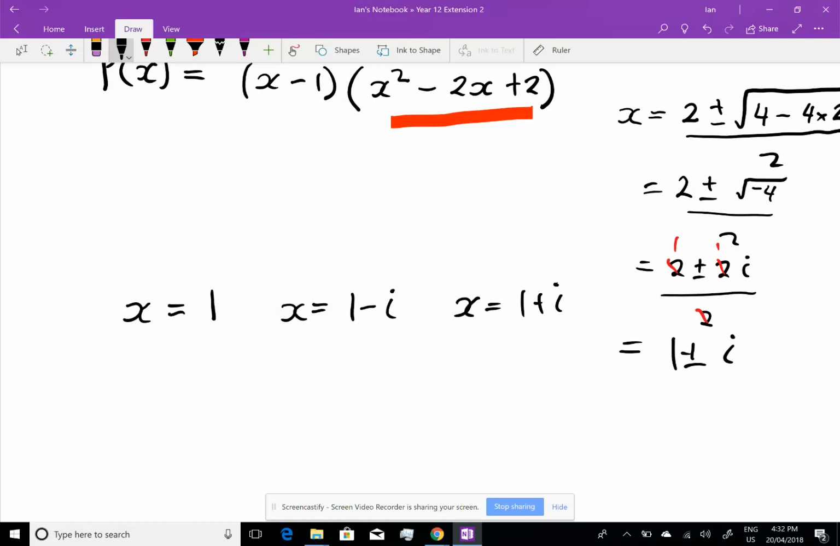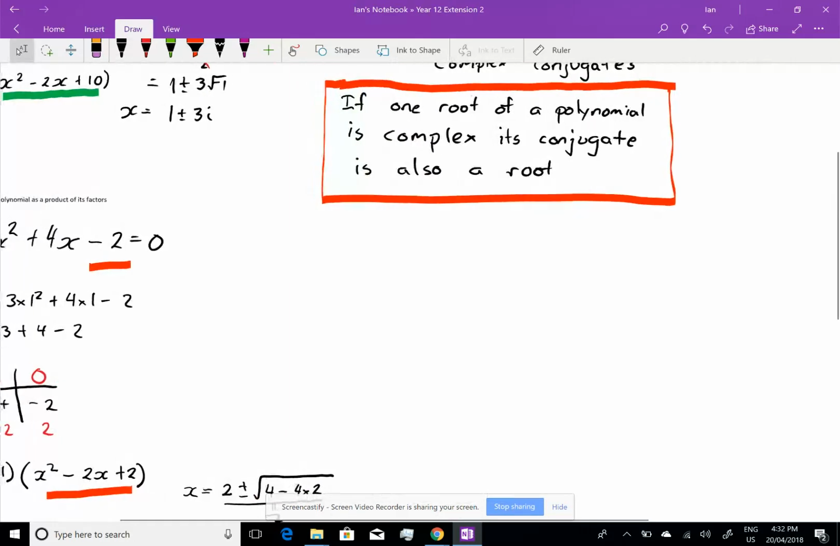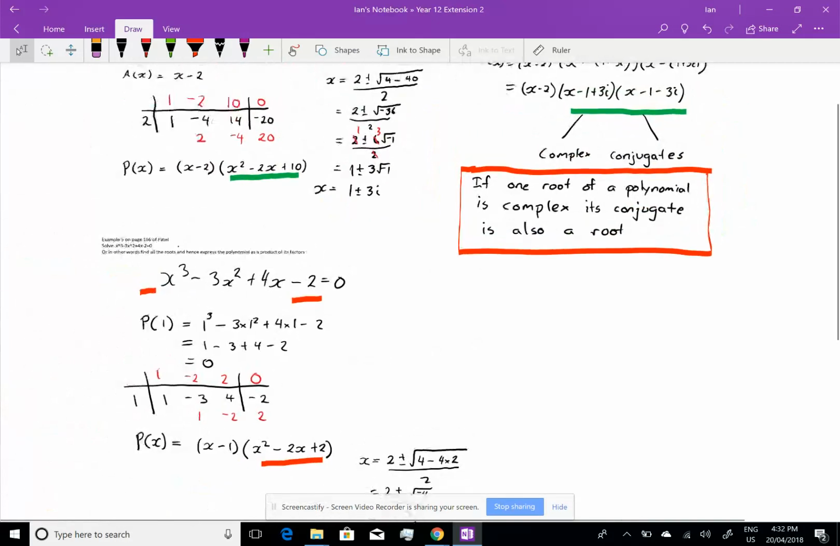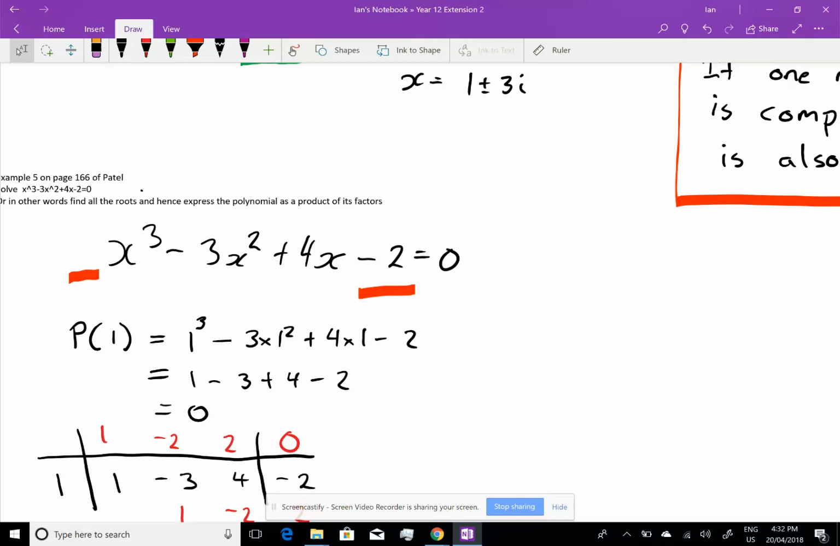So that's pretty easy, those two questions. Remember, if one root of a polynomial is complex, then its conjugate will also be a root. And if they don't give you the roots, you're going to have to try and factor. Now, they won't always come out because a root may not be an exact integer, but for most of the purposes of the questions that you will be doing, there will be an integer root.